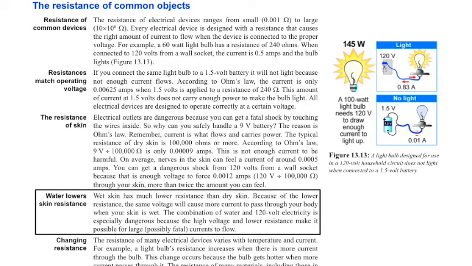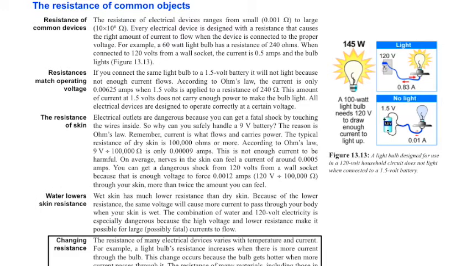Water lowers skin resistance. Wet skin has much lower resistance than dry skin. Because of the lower resistance, the same voltage will cause more current to pass through your body when your skin is wet. The combination of water and 120-volt electricity is especially dangerous because the high voltage and lower resistance make it possible for large and possibly fatal currents to flow.